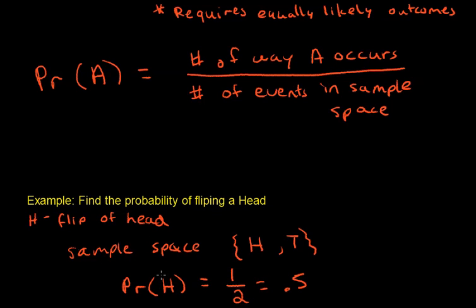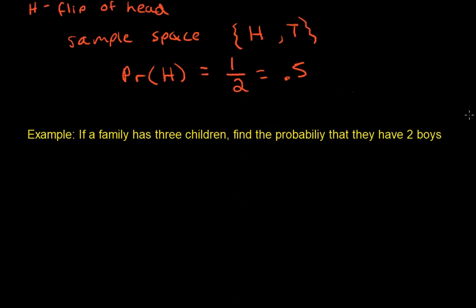However, if the coin were weighted, right? So meaning that the probability of getting a head or a tail, one of those was more likely than the other. If the coin were weighted, you could not use this approach to calculate the probability of getting a head, which is why it's so important that this approach requires equally likely outcomes. Okay, so don't forget that. Okay, let's do another example.